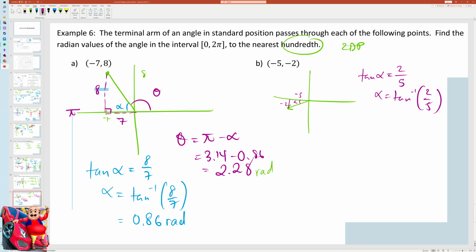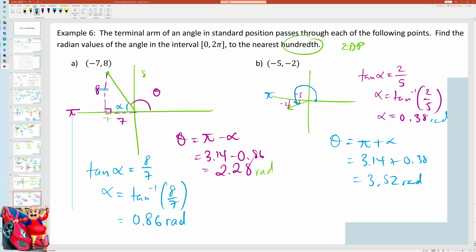So let's grab a calculator. Second tan, 2 divided by 5 equals. Alpha is 0.38. And now we have to think about how we measure that angle to that terminal arm. Starting from 0, how do we get there? Our theta is equal to pi, but we have to go a little bit further than just half a circle. We have to add our alpha here, which is equal to 3.14 plus 0.38. Final answer is 3.52 radians. Okay, welcome to radians.